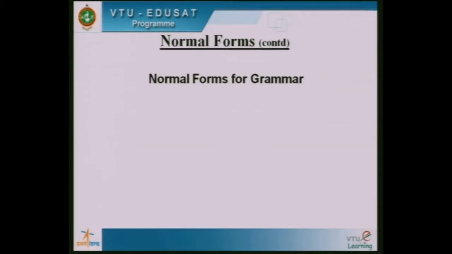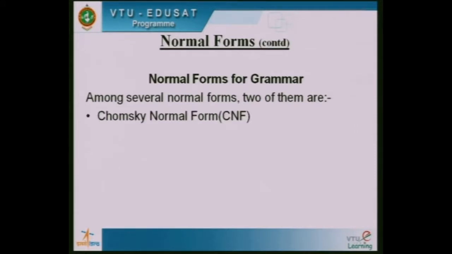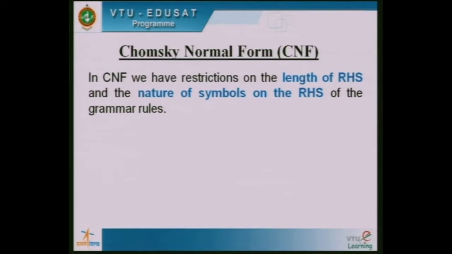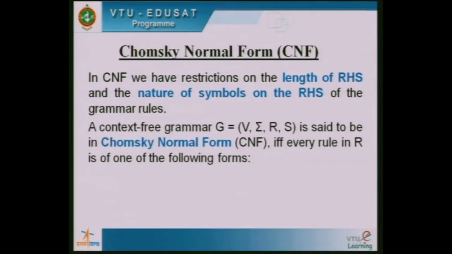So, let us discuss the different normal forms of the grammar. There are many, but here we will discuss two of them. One is Chomsky normal form and the other one is Greibach normal form. So, what is Chomsky normal form? In Chomsky normal form, also called CNF, we have restrictions on the length of the RHS and the nature of the symbols on the RHS of the grammar rules.